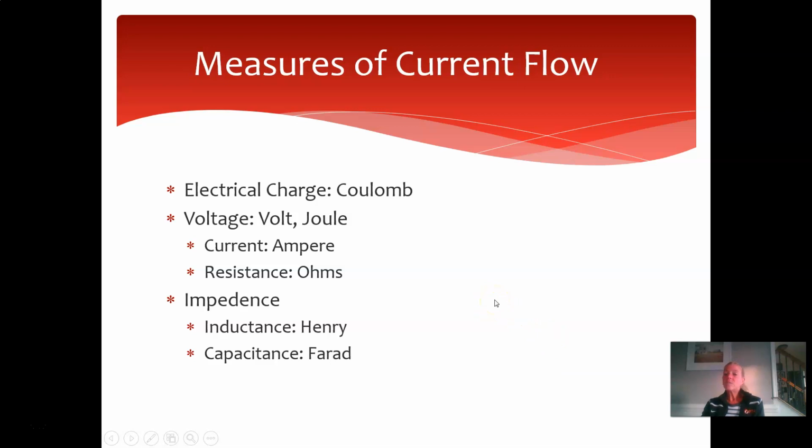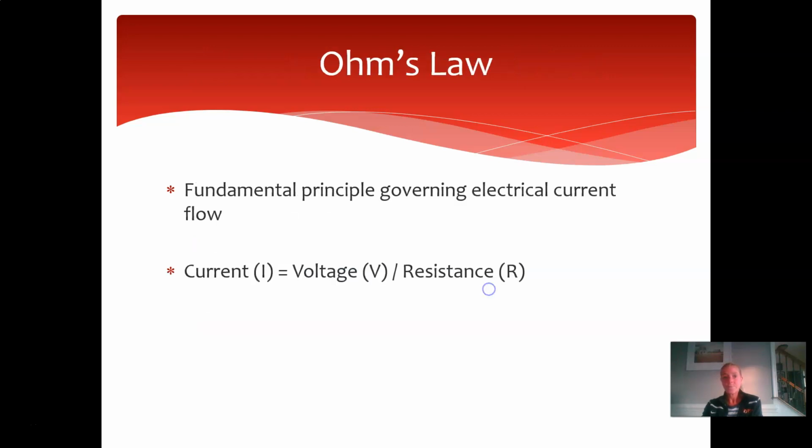All right, so measures of current flow. This is getting really into electricity and physics and that kind of thing. So I will try to point out and highlight what the important things are I want you to take away from these slides. So electrical charge is measured in coulombs. Voltage, we can use either the volt or the joule. Currents are going to be measured in amps or amperes. Resistance is measured in ohms. And then impedance, I'm not going to talk a whole lot about, but we can talk about inductance, which is measured by the Henry, and capacitance, which is measured by the farad.